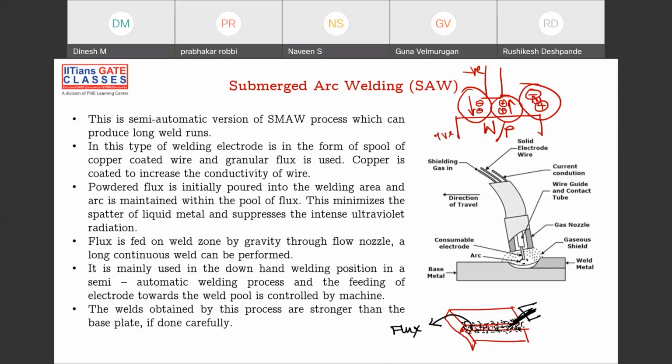Your positive and negative are hitting together. When they are hitting together, some kind of temperature is generated, and that temperature is generating some light. That light is in the ultraviolet range, UV range. Whatever light is generated during this is what is called a spark. Actually, this is called your spark.